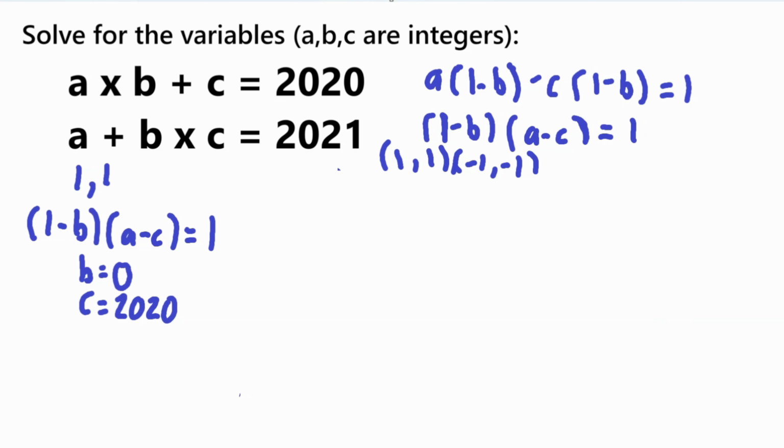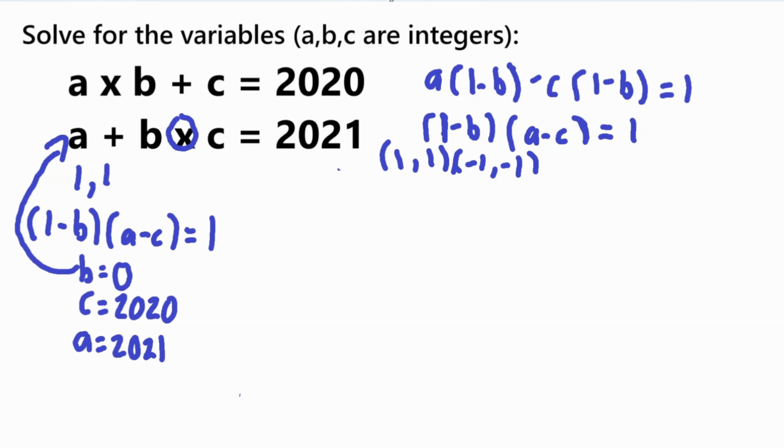Now if we plug in b is 0 for the second equation, we get that 0 times c is 0. It doesn't matter what c is because it's always 0. So a plus 0 is 2021, which means that a is equal to 2021.